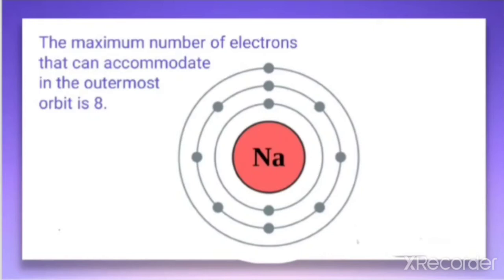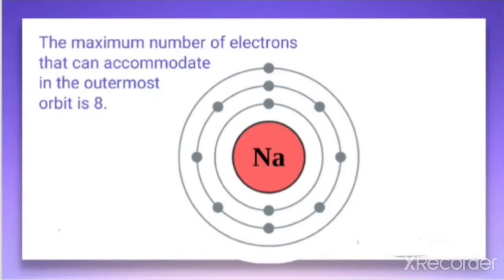No, because according to the octet rule, the outermost shell, that is the third shell here, should have 8 electrons. Then only it will be stable. So here there is only one single electron, so we can say that it is not stable. So how does it stabilize? In order to get stabilized, it needs 7 electrons in the outermost shell. But it is not possible to get 7 electrons very easily.